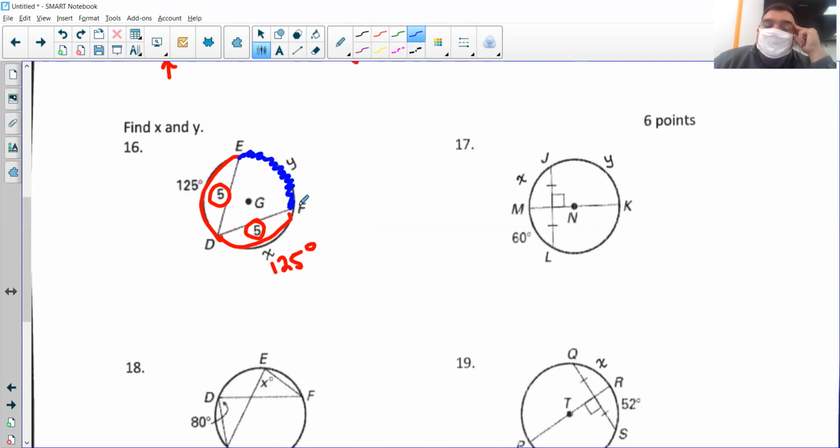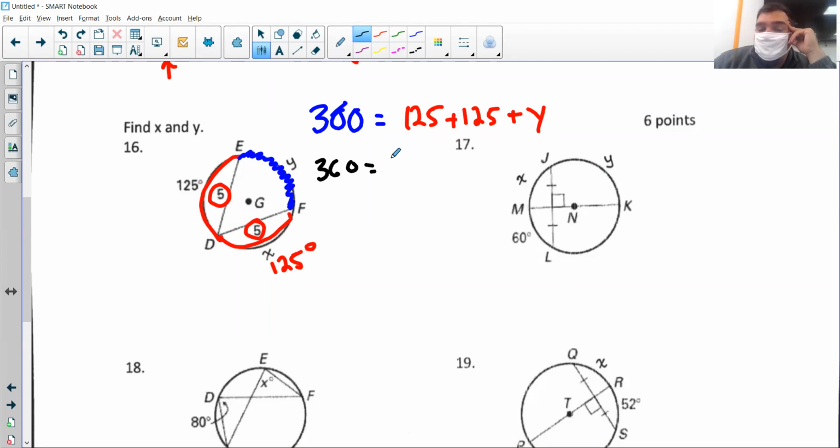And then you just figure, this one, you only have leftover y. So you're going to do 360. It adds up to 360. 125 plus 125 is 250. Then you subtract 250 from 360 on both sides to find y. I'll just save you time: 110. So this is 110 degrees.